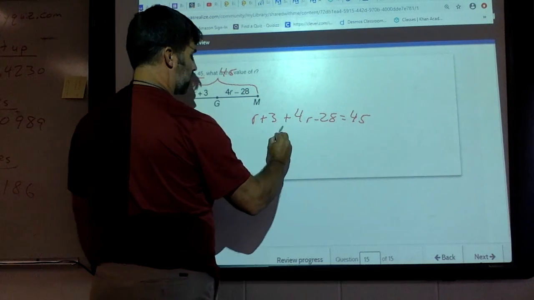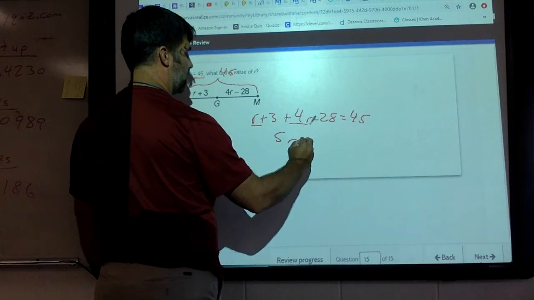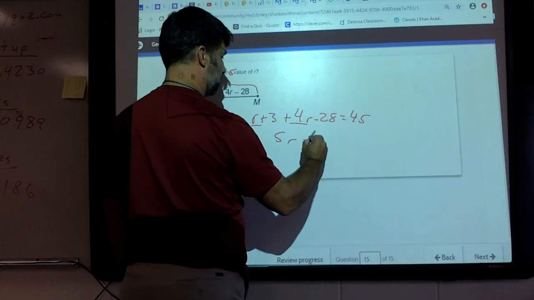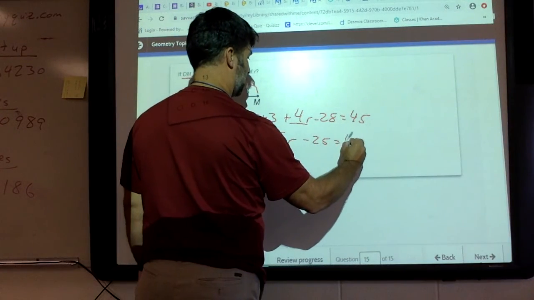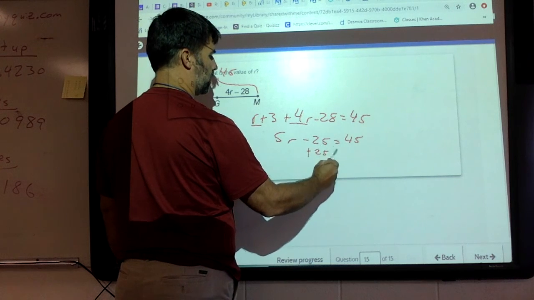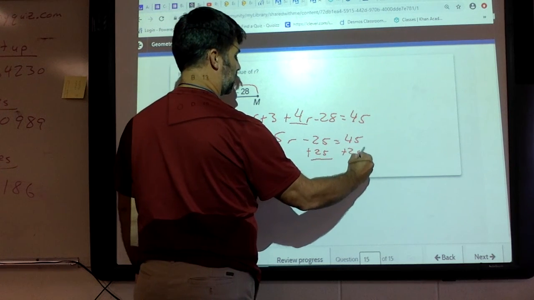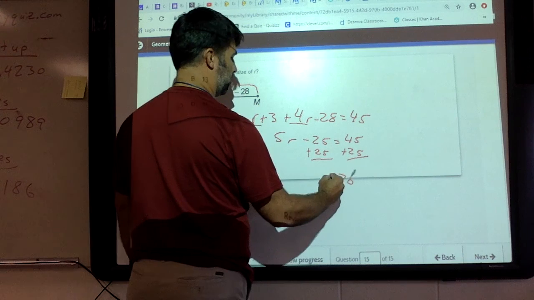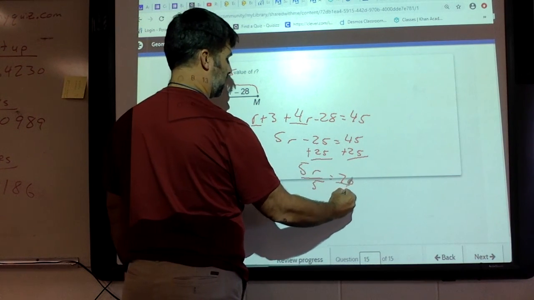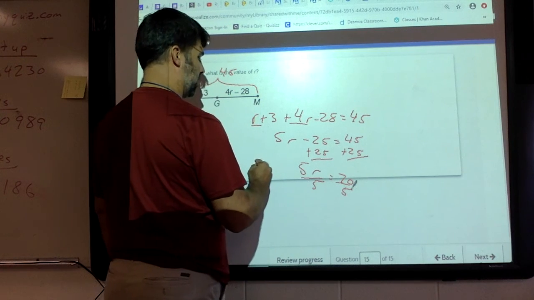So I'm going to go kind of fast. I got R and 4R, that's 5R, 3 minus 28. Be careful with your negatives. And then when I add 25, I get 70. And then 70 divided by 5, if you want to work it out, you can.